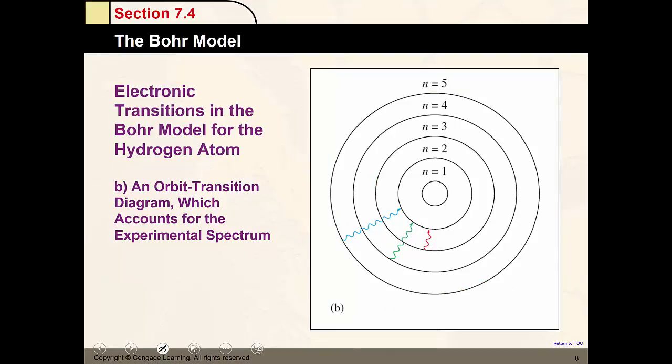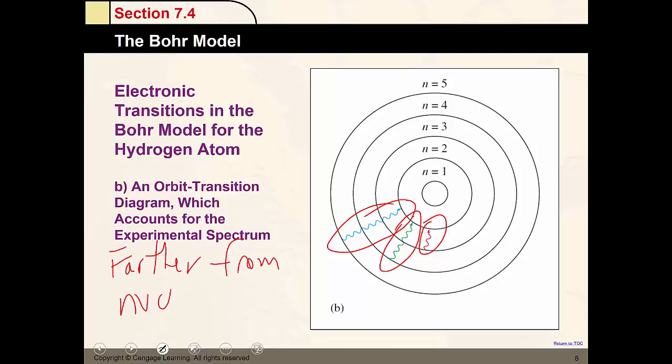And this, in terms of the circular orbits around the atom, makes it easier to visualize. For each one, we're going from a higher energy to a lower energy. So this is the 3 to 2, this is the 4 to 2, and this is the 5 to 2. Remember, the farther from the nucleus you are, the higher the energy.